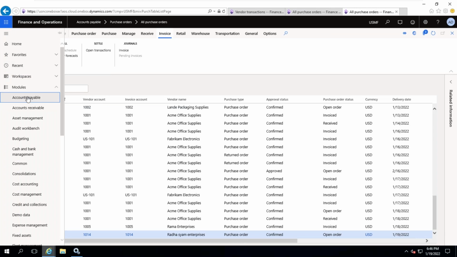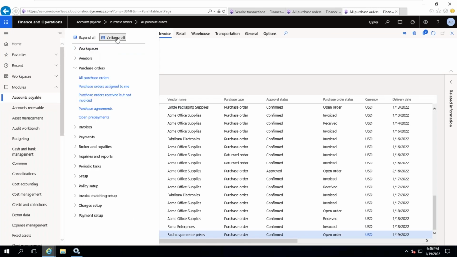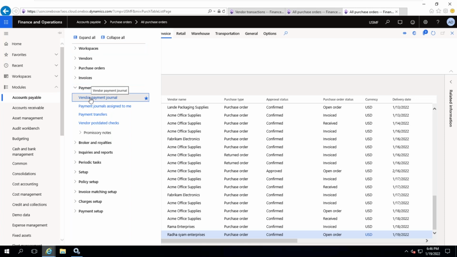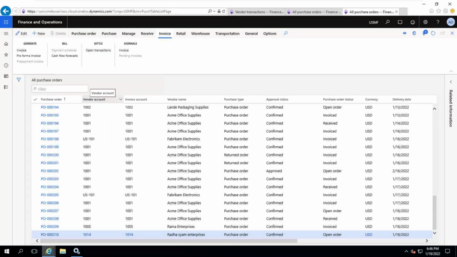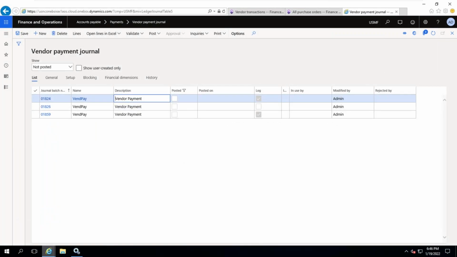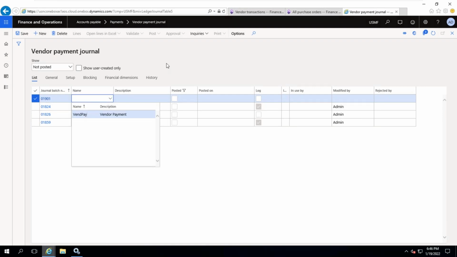Accounts payable, collapse all, payments, payment journal, vendor payment journal. Click on the new button, select the vendor payment, click on the lines button.